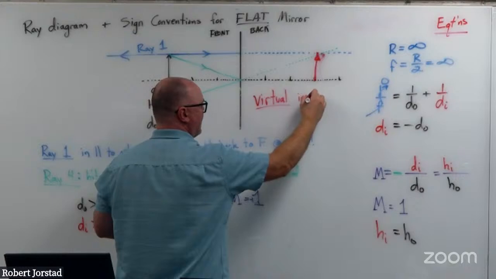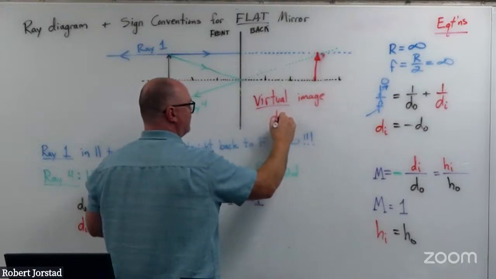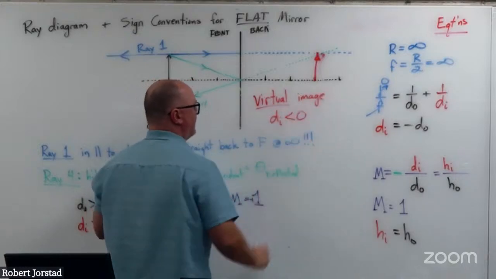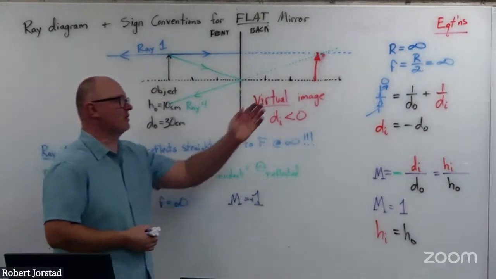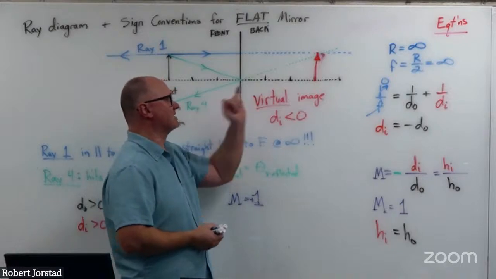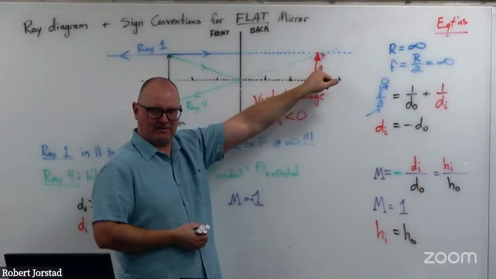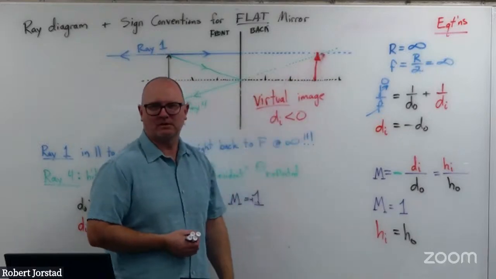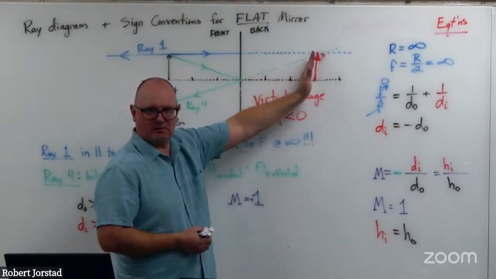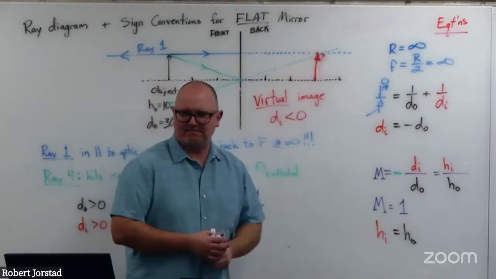That's what we say if the image distance is negative here, or if you can't put an actual piece of film here. Another way to say it is the light rays never actually touch. Only the back extensions touch. Virtual. Can't put a piece of film there because no light actually goes there. All right, that's it.